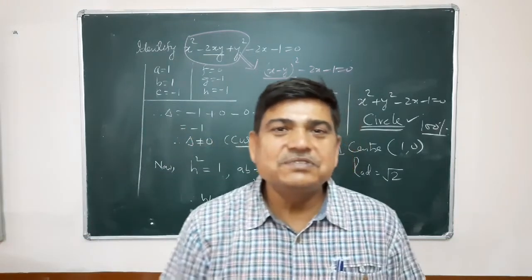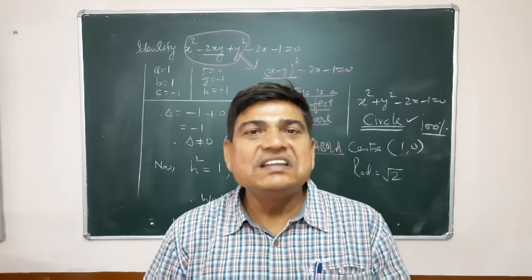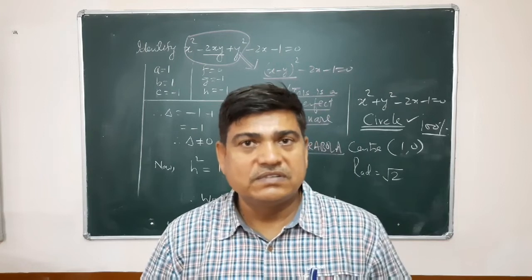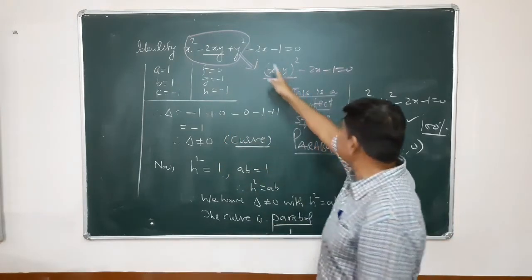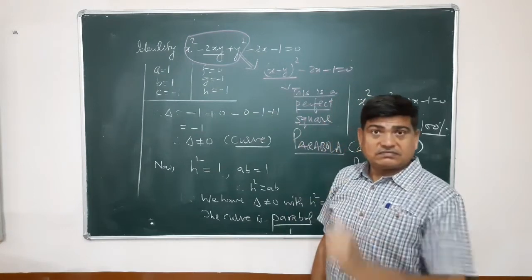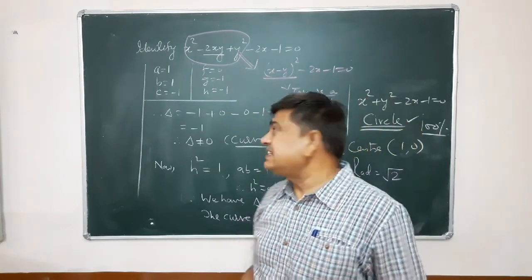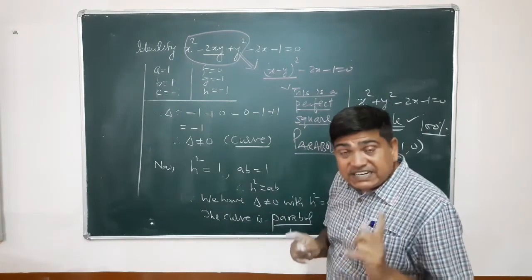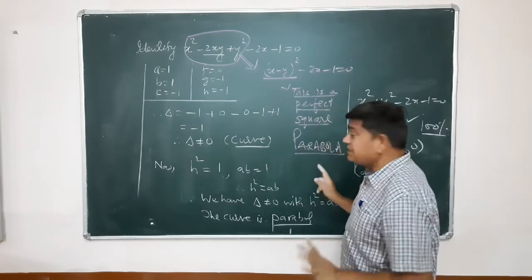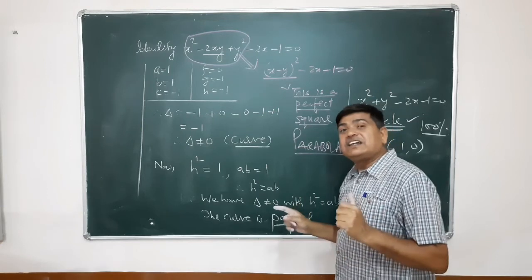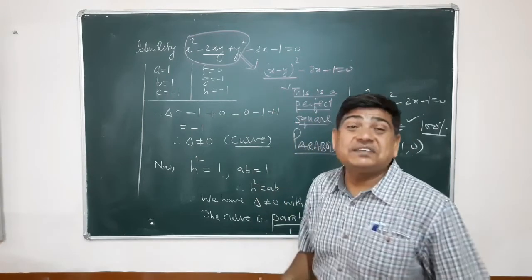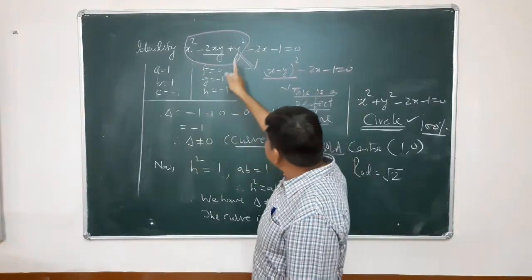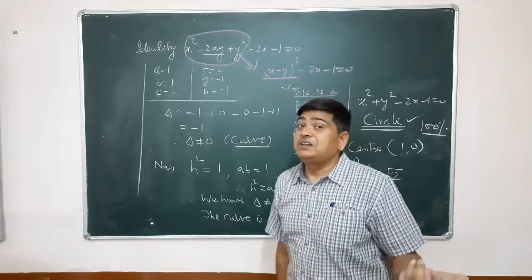So in the examination, suppose you are given a second degree equation and it is asked to identify and trace the curve. And if you find this type of situation, you find a perfect square term just like this, then 99% it is a parabola. Why is it 99%? Because I have not calculated the value of delta. If delta is not 0, then this equation will be 100% parabola.